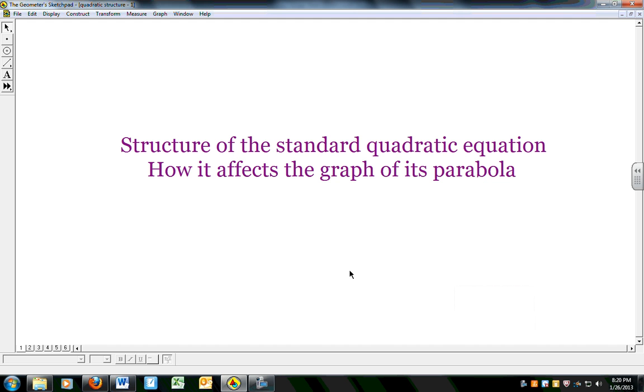Okay, welcome back, and I hope that you learned a little bit today about the structure of a standard quadratic equation and how that structure affects the graph of that parabola that would be associated with it. So what we're going to do is take a look at the standard form of a parabola and slowly build in the different components and what that does to the graph.